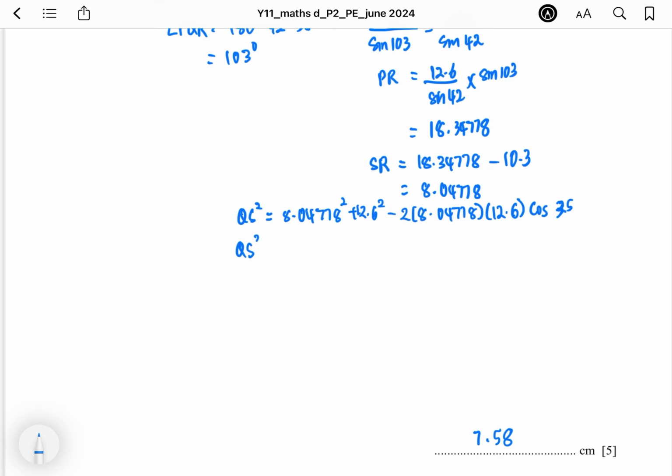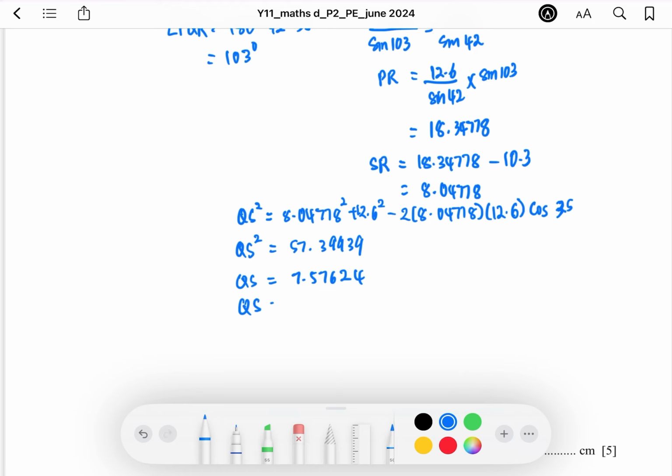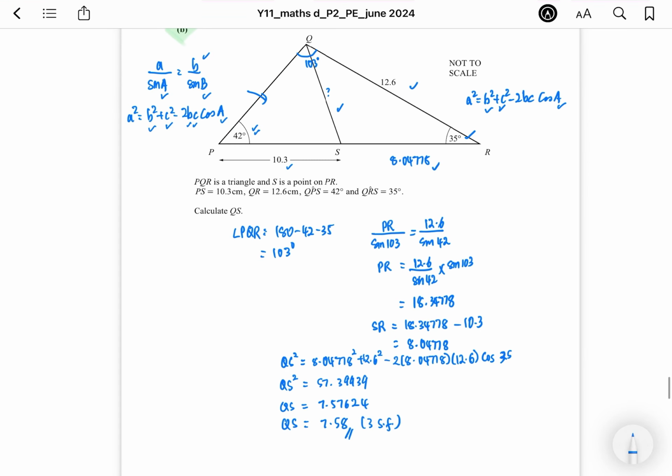So QS squared is equal to 57.39939. Taking the square root of both sides, QS is 7.57624, and that's your final answer. That means you can now give your answer correct to 3 significant figures: 7.58.